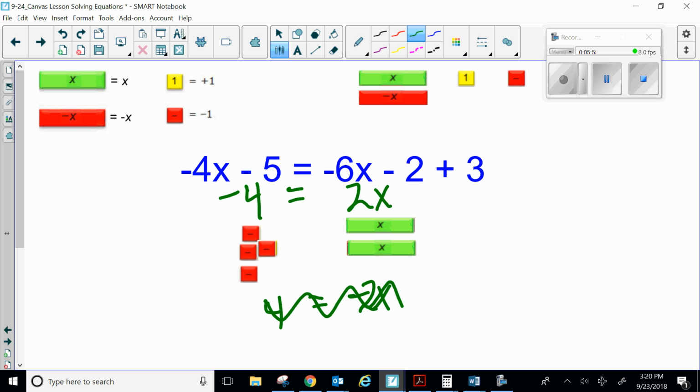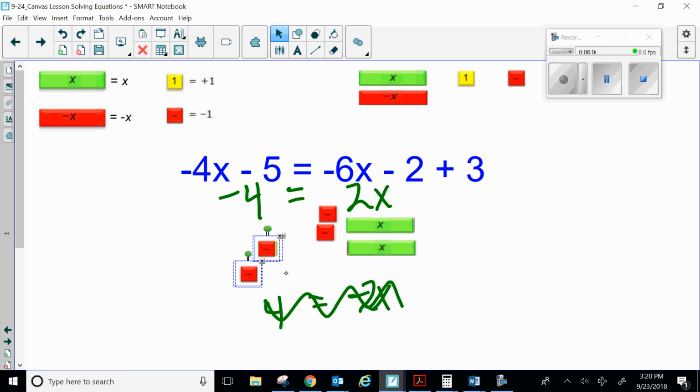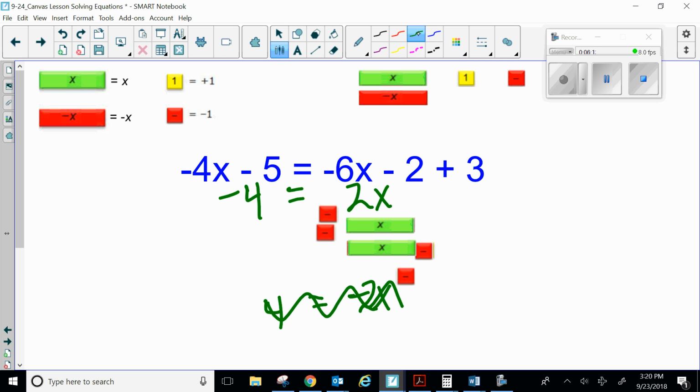So now I have positives, which is nice. And I can now group these up, and two negatives will go with each positive x. So that means x equals negative 2.